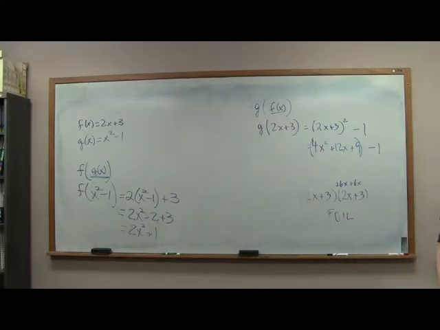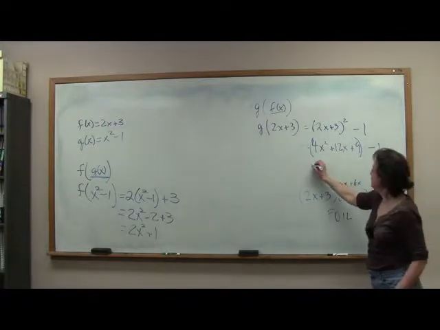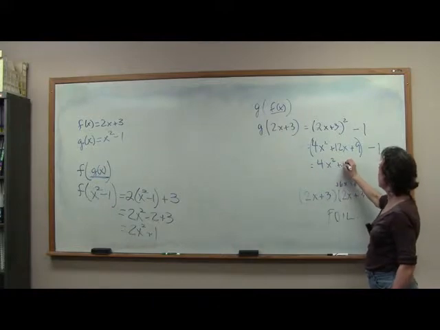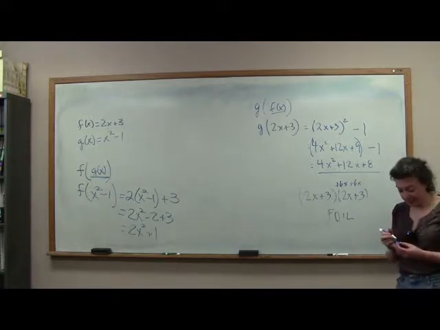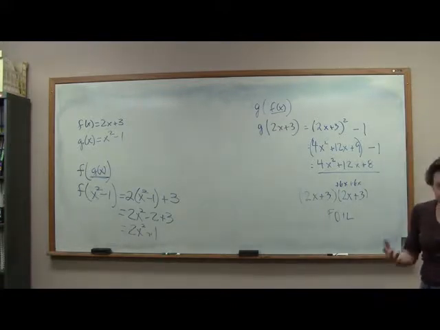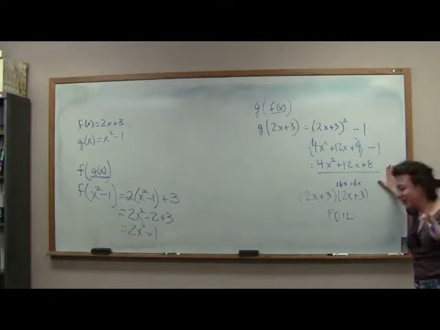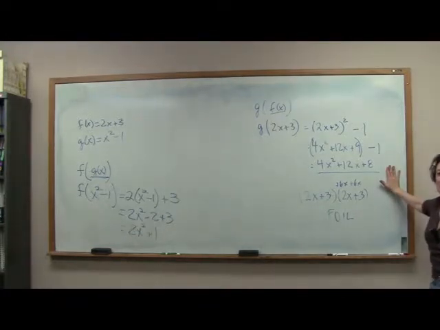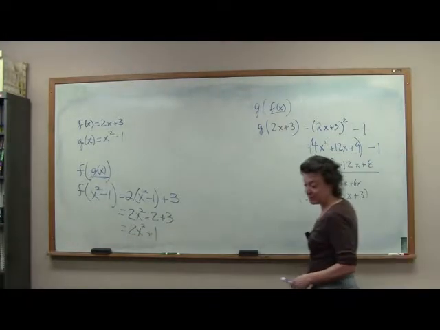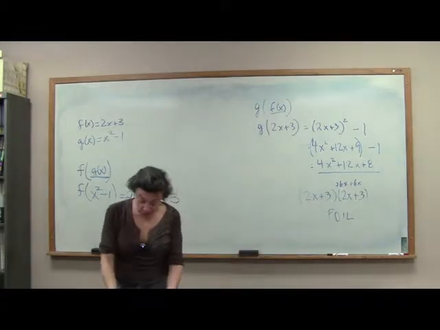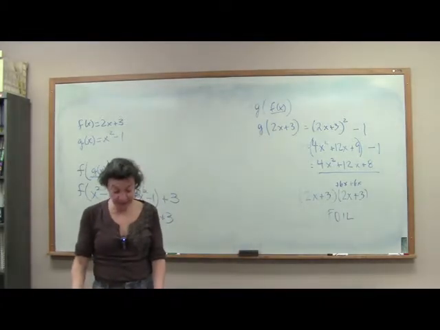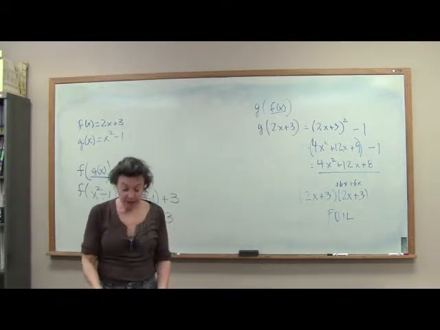And then don't forget to subtract 1 at the end because that's what's indicated in my function g. So when all is said and done, we get 4x squared plus 12x plus 8. And that's our final answer. I understand a lot of times in math people don't know when to stop. Don't set this equal to 0 and factor and solve. That's not what we're doing here. We just wanted to find the composition of functions. All right, so those are our basic mechanics with the compositions.